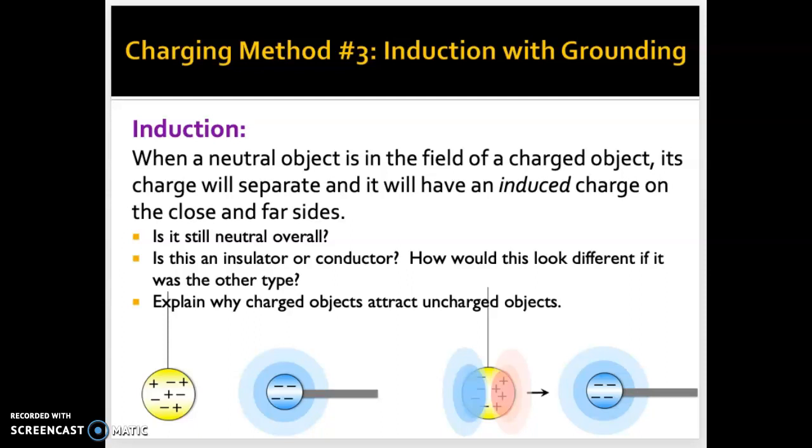Okay, so the next charging method is induction with grounding. And induction is the same for our purposes as polarization, and it's where you separate the charge on a neutral object. So here, for example, here's a neutral object, as many pluses as there are minuses. But this negatively charged thing comes near it, and now the pluses move to the right and the negatives move to the left. We're going to assume this must be a conductor.